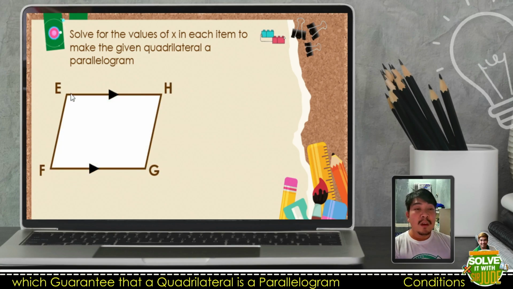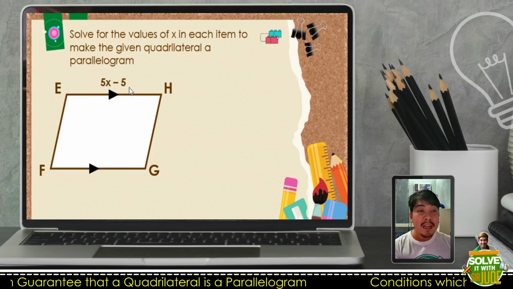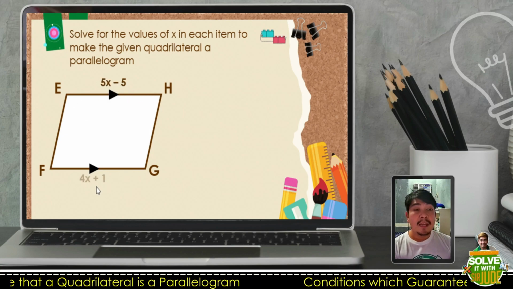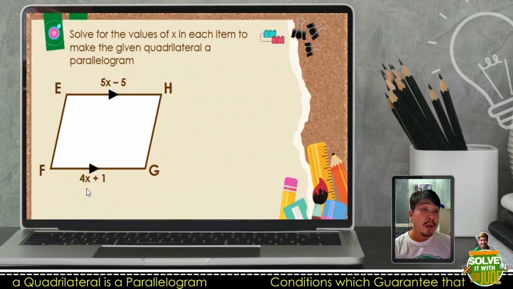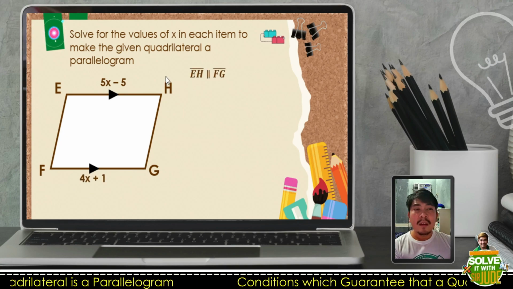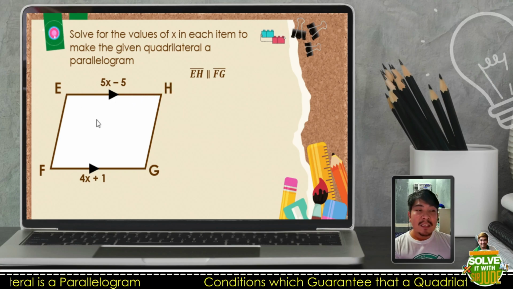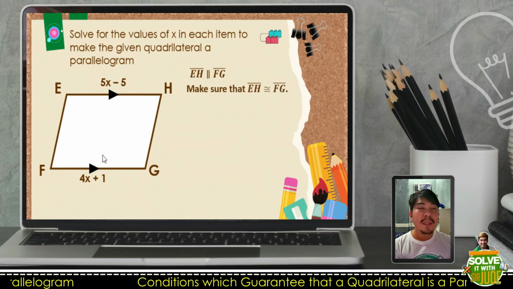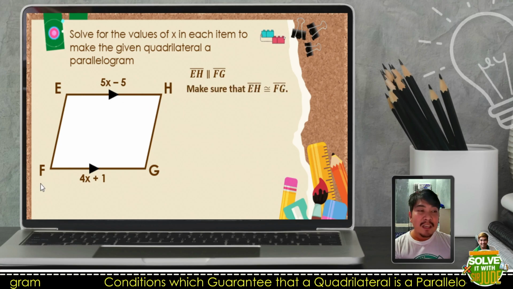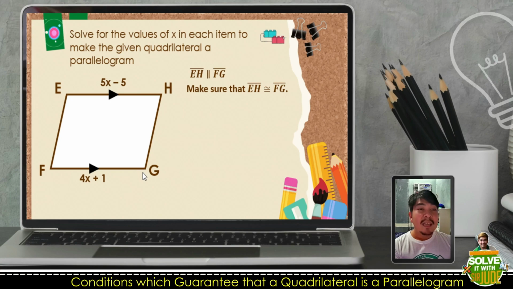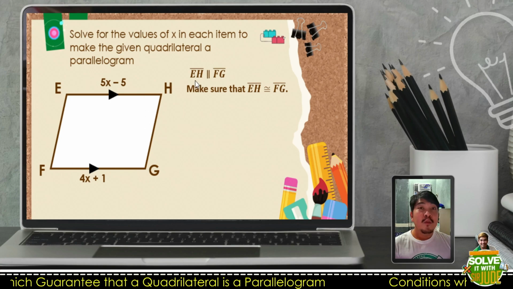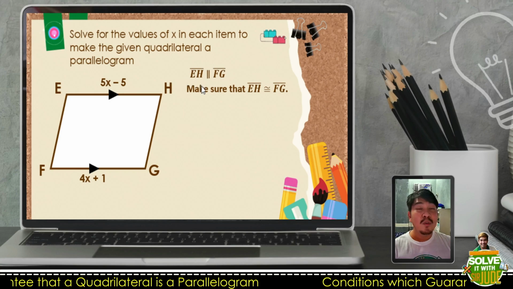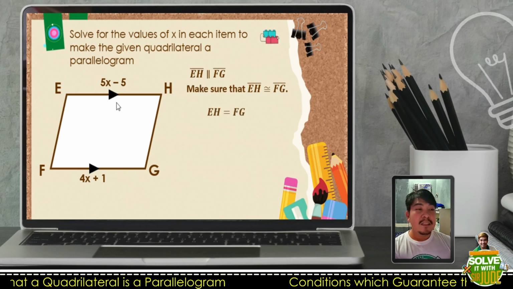Okay? So we are given the first quadrilateral. We now have 5x minus 5 for the length of EH, and for FG that will be 4x plus 1. Since we are given that segment EH is parallel to segment FG, denoted by those arrowheads, we need to make sure that EH is congruent to segment FG. Take note na magiging parallelogram to kung meron tayong pair ng opposite sides na parallel na at the same time congruent pa. Okay, so let us continue.